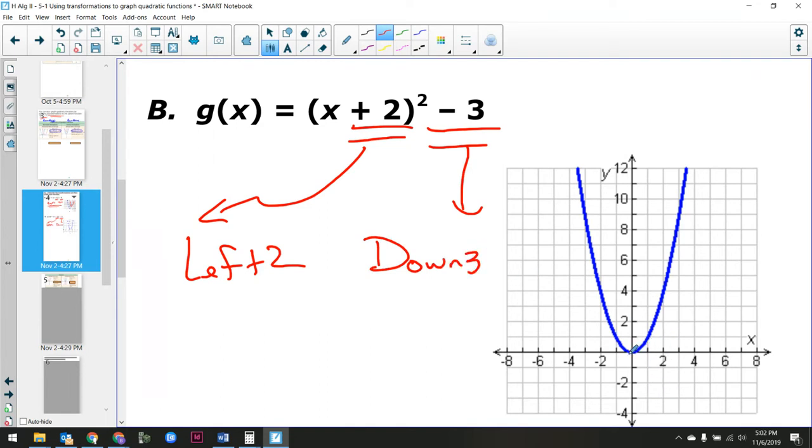So I'm going to take this important point here. Left 2, down 3. There's my new vertex.